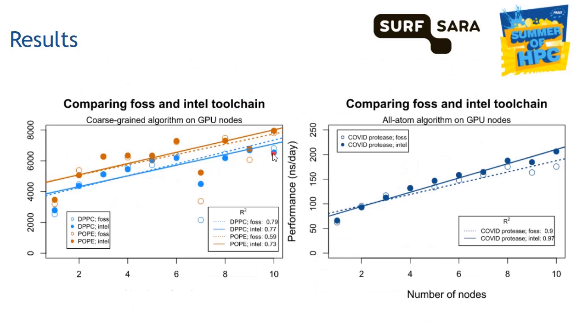GROMACS also offers offloading some of the calculations onto a GPU if there is one present. Again, the all-atom algorithm shows almost perfect linear scaling, but now for both algorithms, GROMACS performs better if it was compiled with the Intel toolchain. The drop in the performance on 7 nodes for the coarse-grained algorithm is a result of suboptimal domain decomposition in these 2 systems.